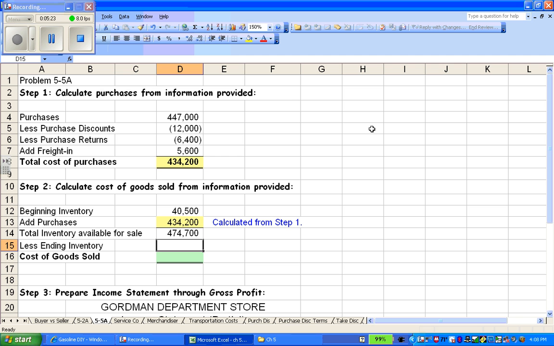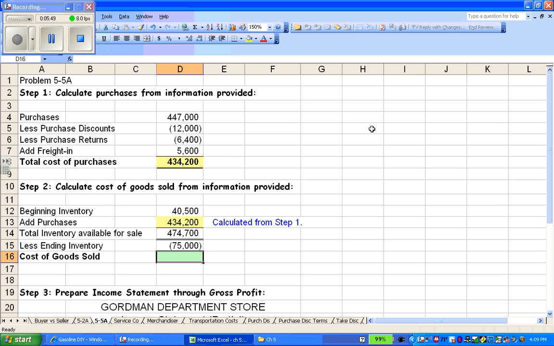So obviously they must have performed a physical inventory. They counted up their inventory, and at December 31st, 2008, it came out to 75,000 of goods that they still had on hand at the end of the year. So I want to subtract that out. Once I subtract that out, that's what I didn't sell. So I'll subtract out the 75,000.